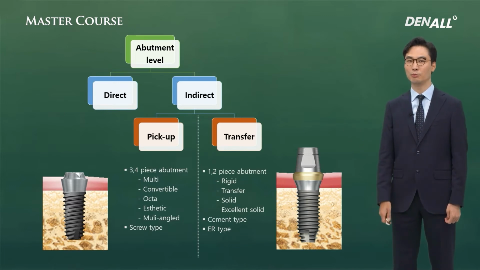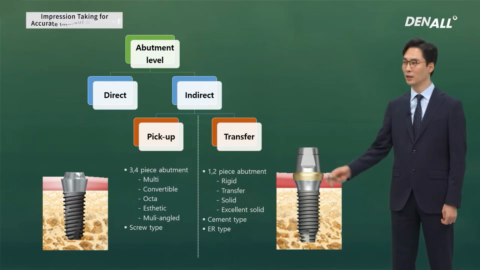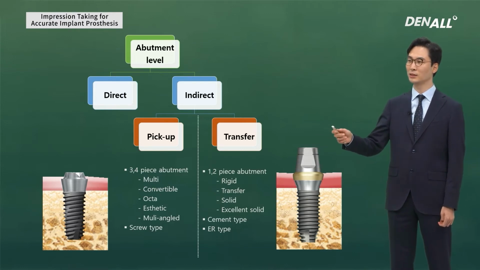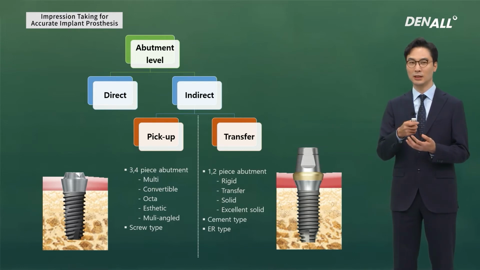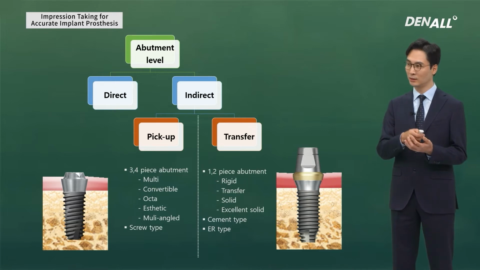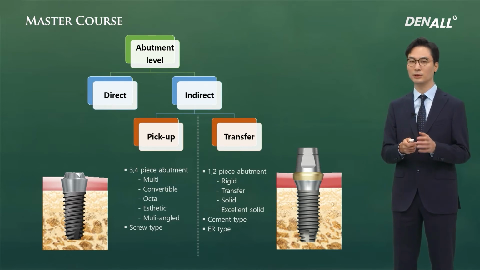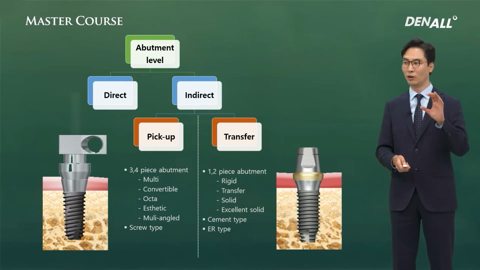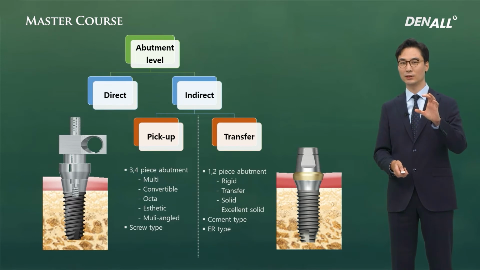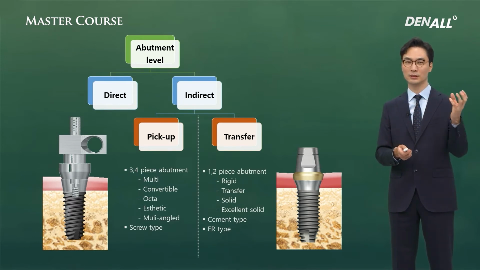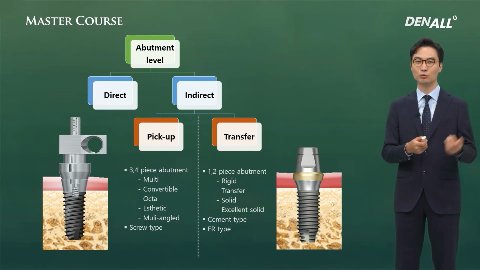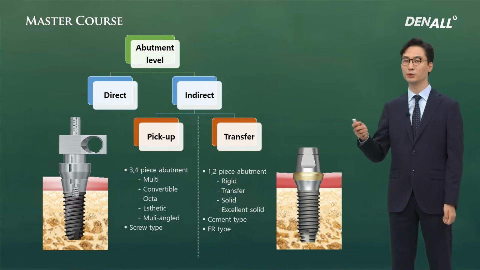also use pickup type coping impression. This is a three-piece abutment connected to a US implant body. This is an abutment for a screw type prosthesis. A three-piece or four-piece abutment is connected, and on top of it, the pickup type coping is connected to make a stone model to fabricate a screw type abutment implant prosthesis.